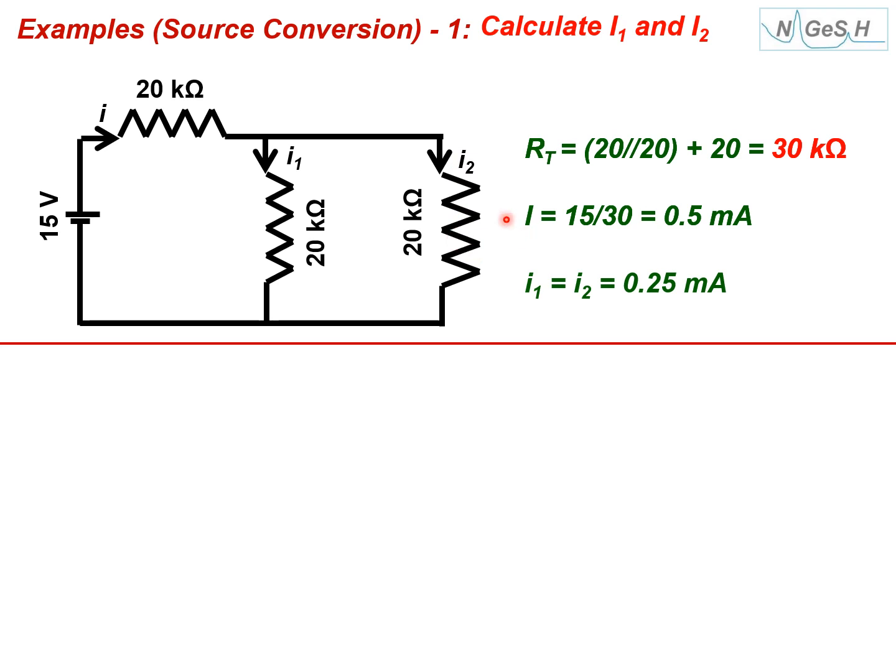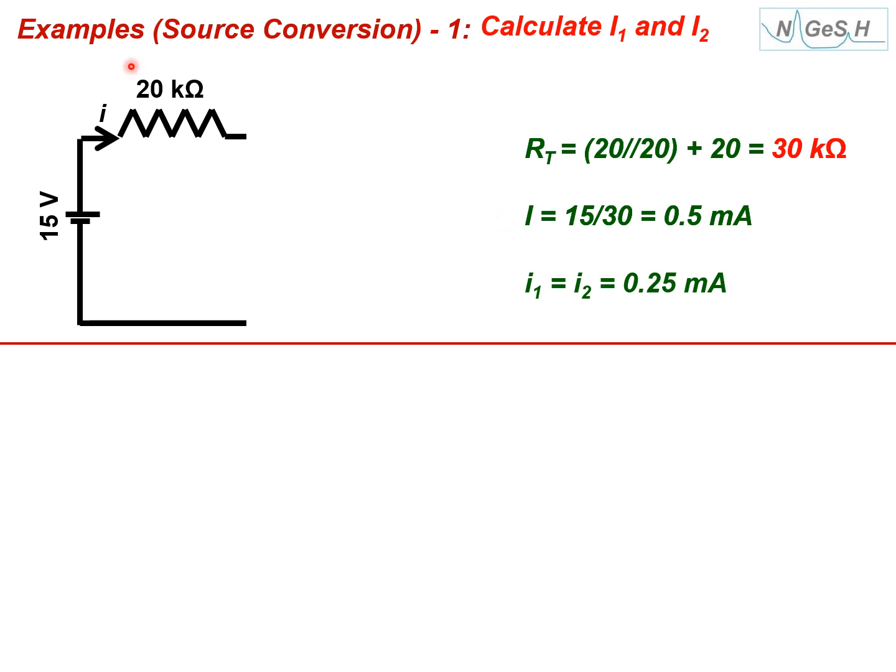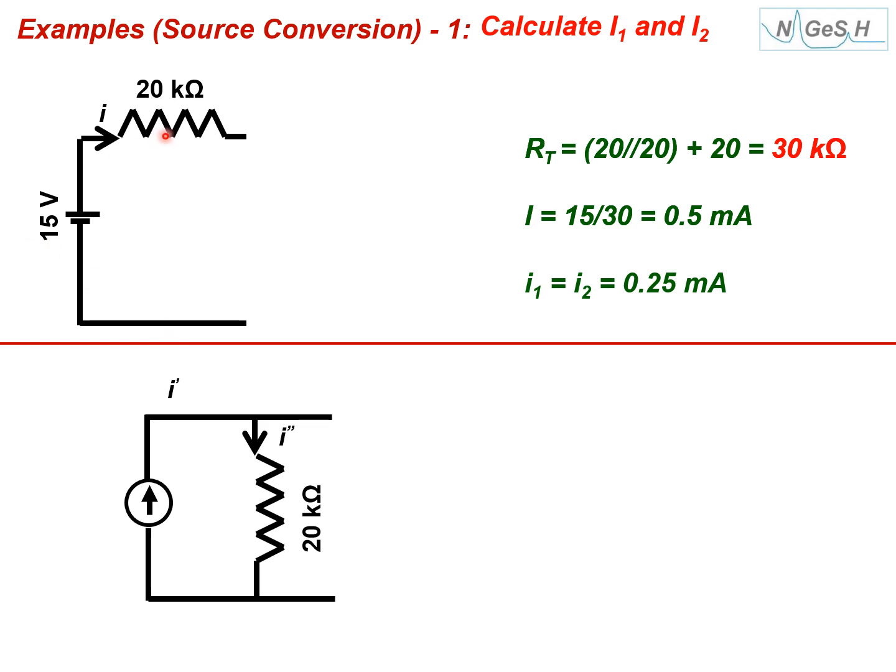If we want to do this problem by converting this voltage source into a current source, as per the model I told you, it will be replaced by a current source in parallel with a resistance. The value of the resistance will remain the same, and the current here is 15 by 20. This I prime and I double prime don't have an actual meaning. What I mean by saying that it is valid at terminals is that these terminals and these terminals are equivalent. This current and this current are not the same; they are not valid there. It's valid only at the terminals.